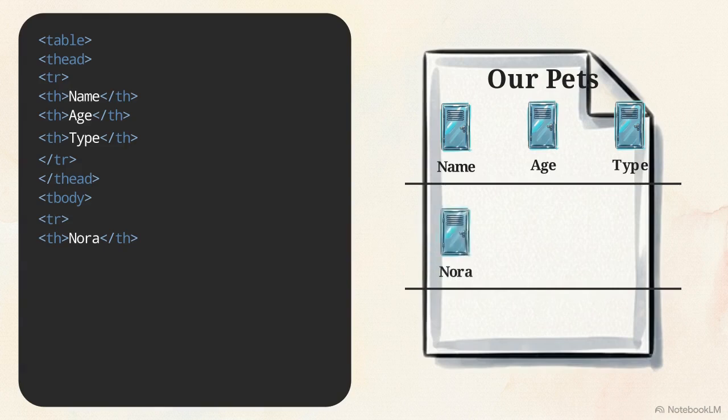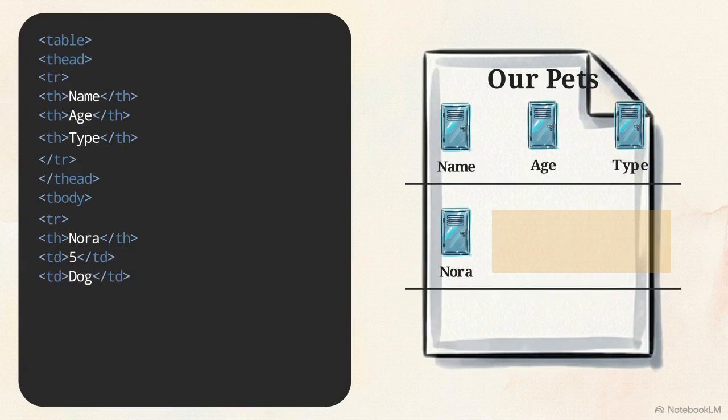Pay close attention here. Nora's name is not coded as ordinary information. We use another table header tag, TH, for her name. That is because Nora is the label for this entire horizontal row. As the highlight stretches across the empty space, it shows that everything beside Nora belongs to her.